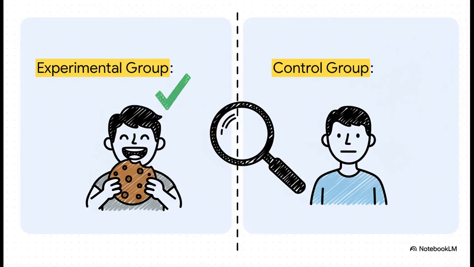The most basic, fundamental tool in the entire kit is the control group. The experimental group gets the thing we're testing. They taste the new cookie. But the control group, they get nothing. They act as our baseline. They show us what would have happened anyway, which lets us isolate the true impact of our cookie.